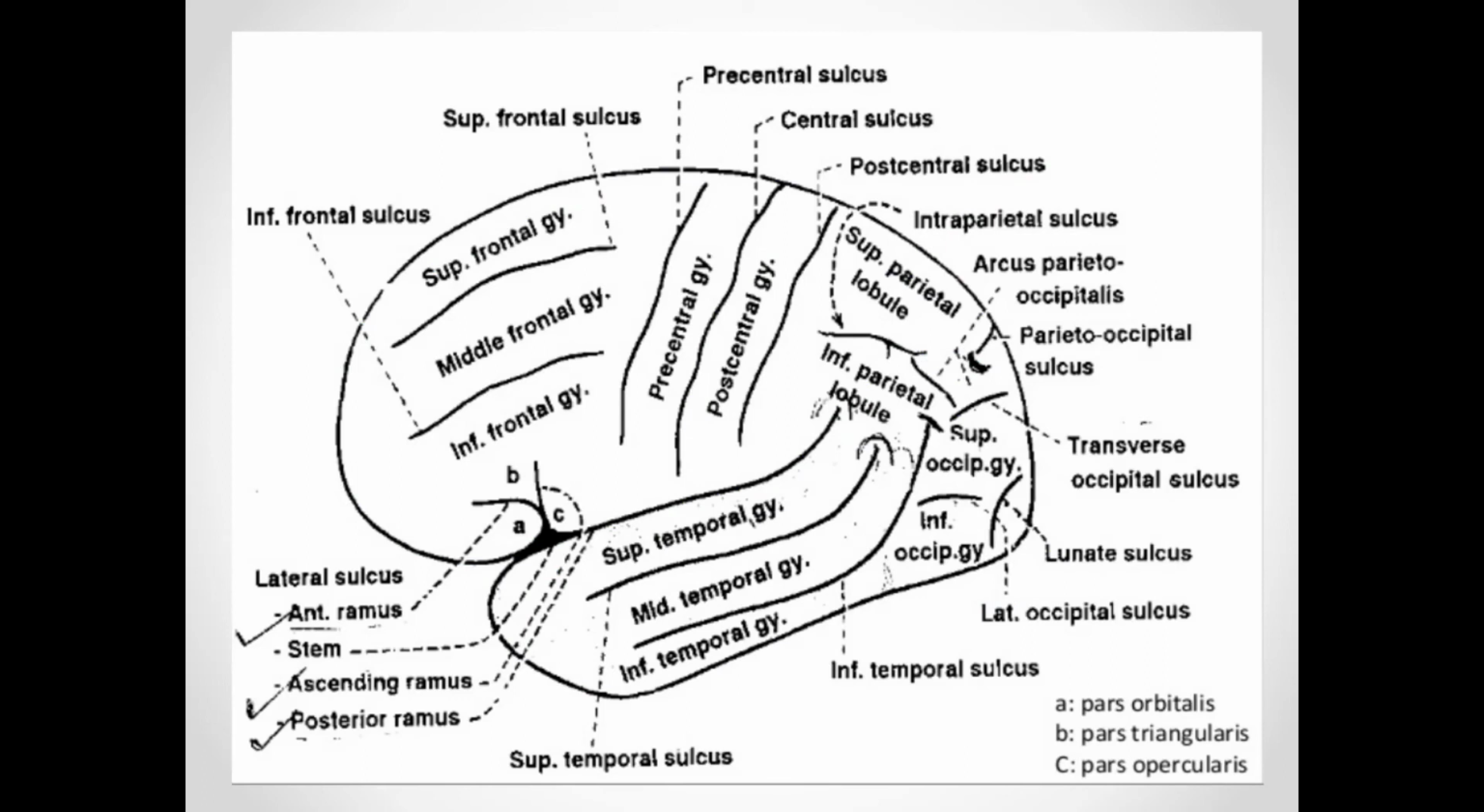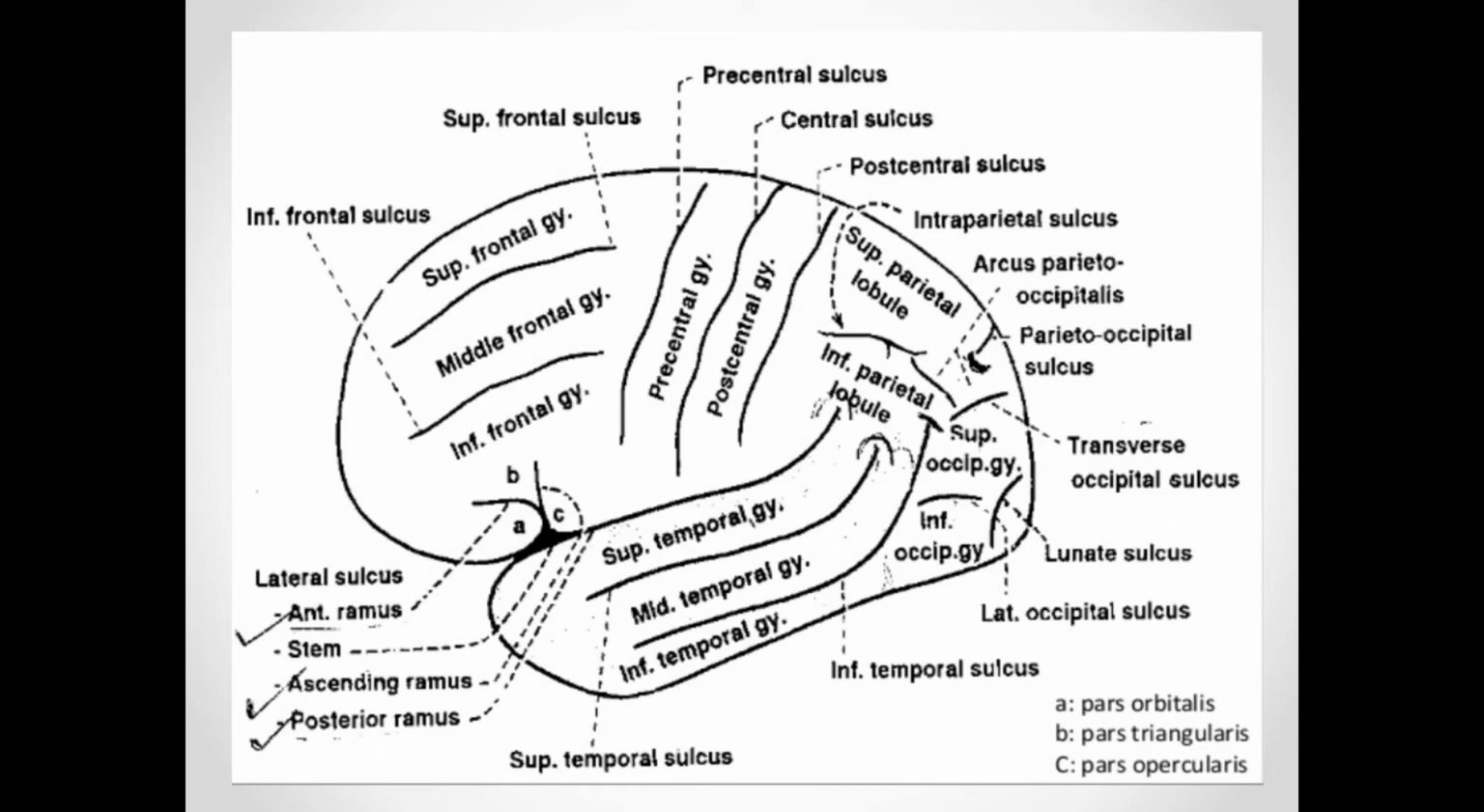So once again I will revise. First you have to draw the central sulcus here, then the posterior ramus of the lateral sulcus. First we look into this part. In front of the central sulcus is called the precentral sulcus. Behind the central sulcus is called the postcentral sulcus. Same, the area is called the precentral gyrus, and the area behind is called the postcentral gyrus.